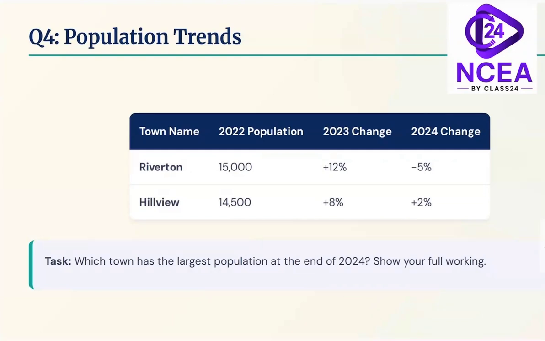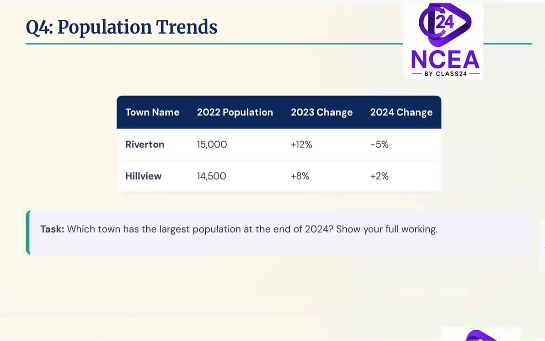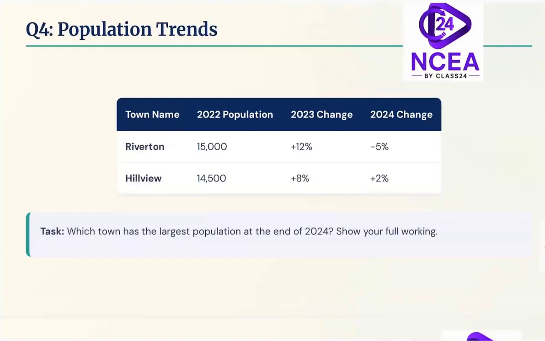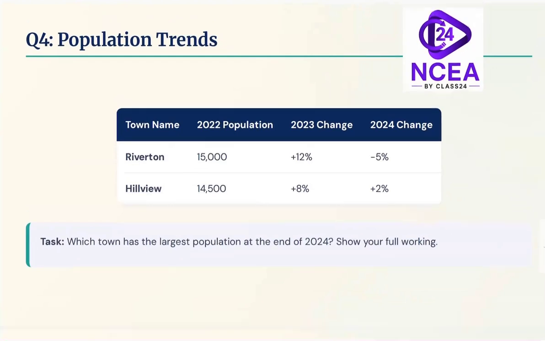Now, the 2023 population change is an increase of 12%, and then in 2024 there is a decrease of 5% in Riverton. And in Hillview, there is an increase of 8% in 2023 and an increase of 2% in 2024. So now the question is, which town has the largest population at the end of 2024? This we have to show with full working.